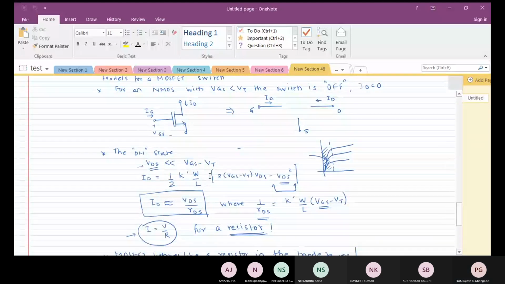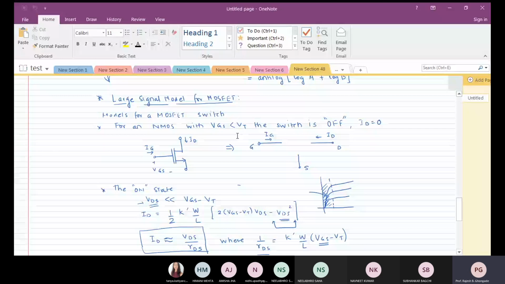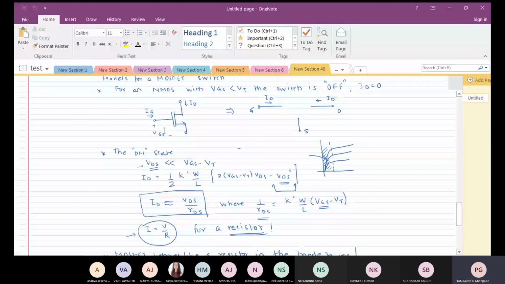VGS is less than VT, the switch is as if it is off, drain current is equal to 0. Now, remember we are talking about the NMOS transistor. Okay, so this is related to NMOS.